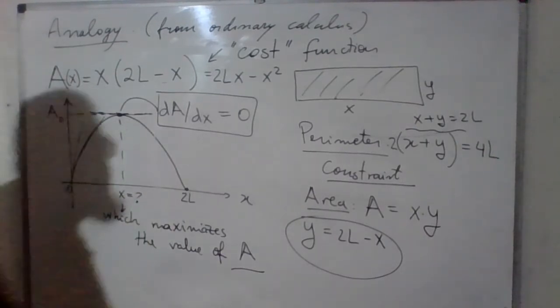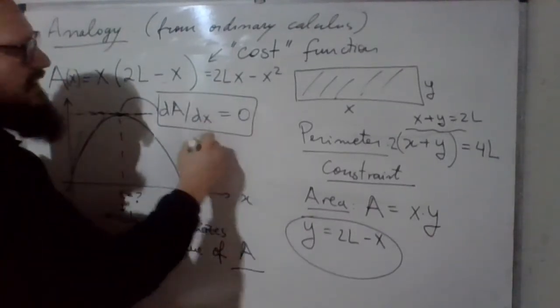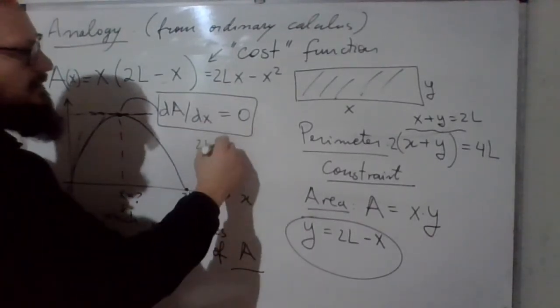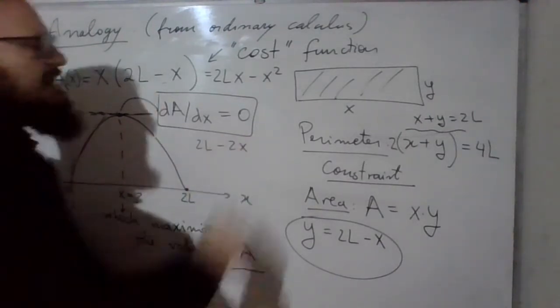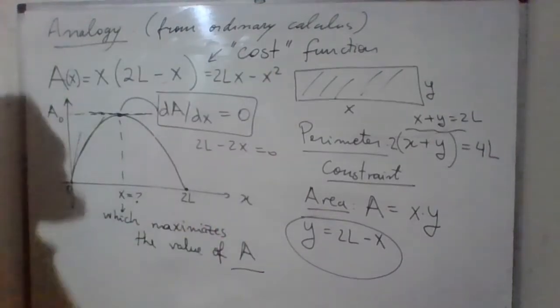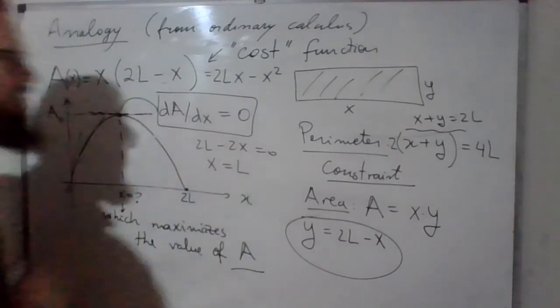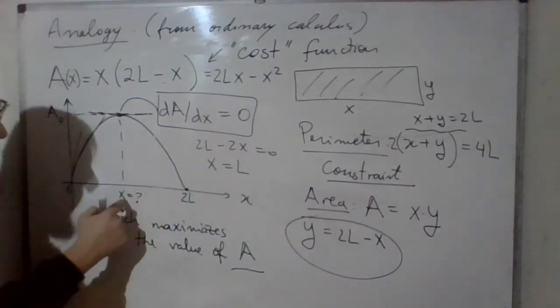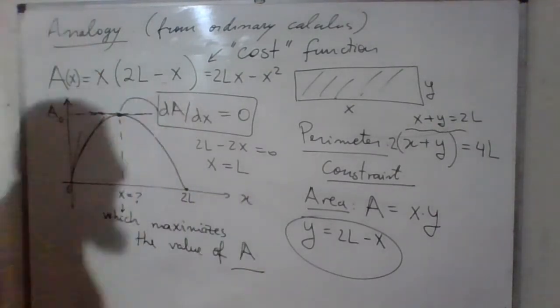So we can find it by just calculating the derivative of this function, and we have 2L minus 2 times x equals 0. We'll find out that x must be equal to L. So the answer to this question is x equals L.